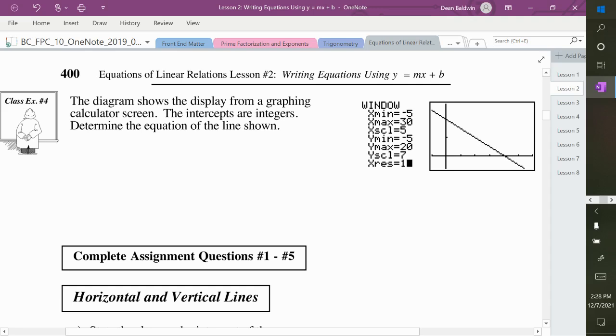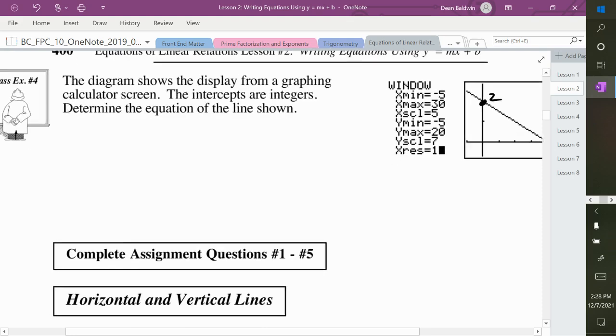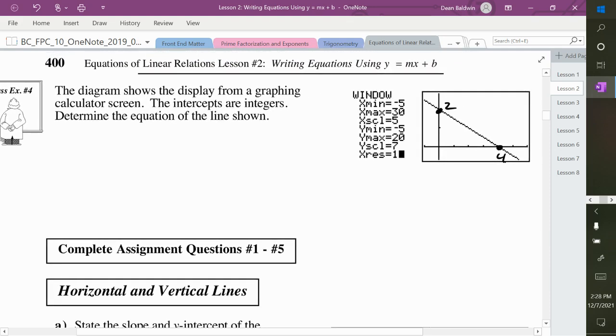This is a really bad sketch of a graph, but I'll label these because they don't label them correctly: 2 and 4. We know our x and y intercepts. I need the equation of this line. So, what should I do? What pieces of information can I pull from that graph? Don't worry about the window.